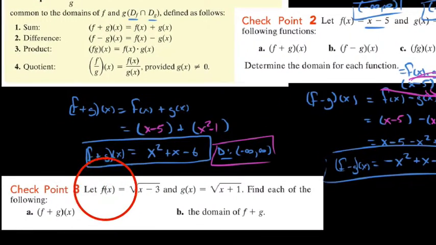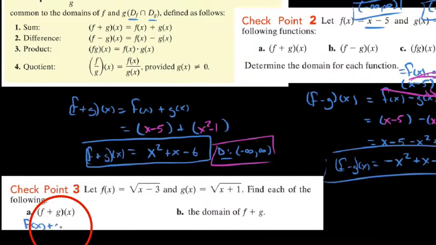So last but not least, we'll take a look at this last set here. We say f of x is this square root function, the square root of x minus 3, and g of x is another square root function, the square root of x plus 1. And we're asked to find each of the following: f plus g, and then the domain of f plus g. So let's just start with f plus g. What we get is something pretty interesting here.